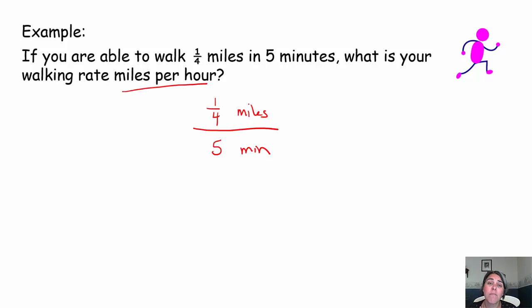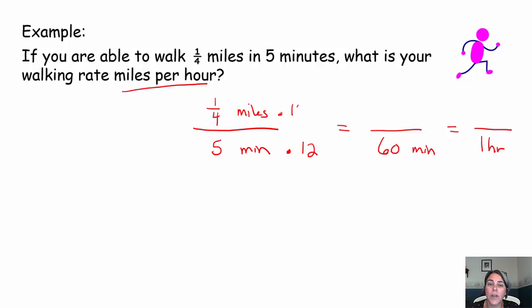Well, right now I have miles per minutes, so it's important that I understand how many minutes are in an hour. Well, there's 60 minutes in an hour. So if I can figure out how many miles per 60 minutes, that will get me how many miles per hour. So here, how do I go from 5 to 60? 5 times what is 60? You can always do 60 divided by 5 on your calculator. 5 times 12 is 60.